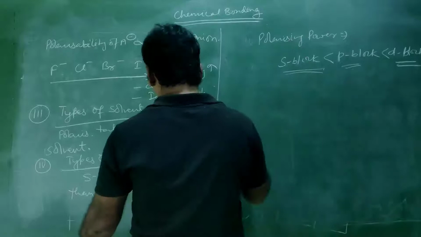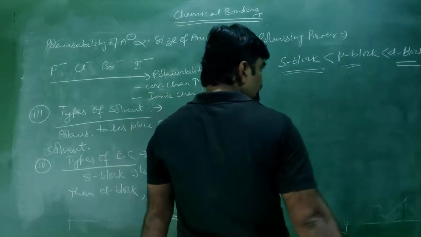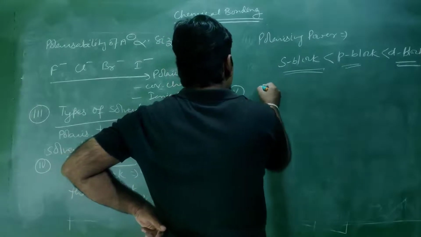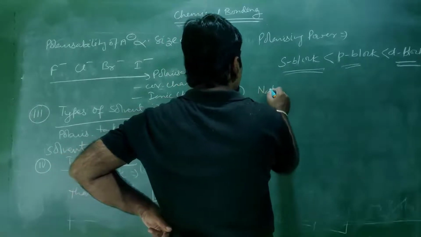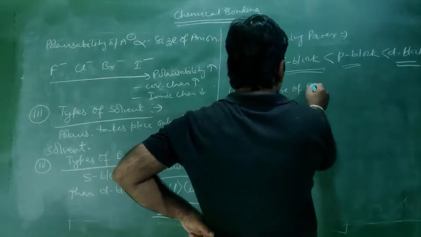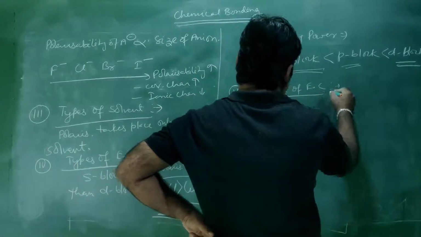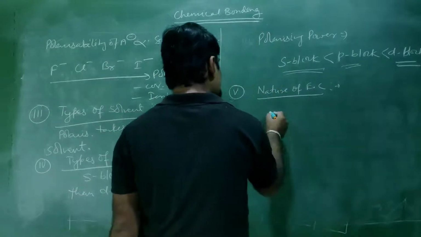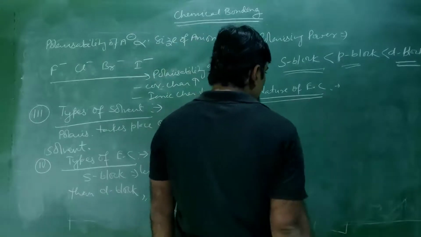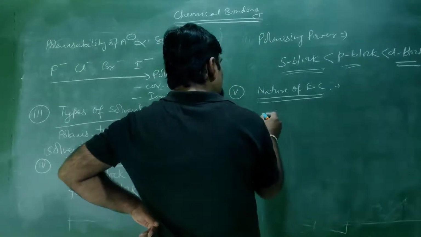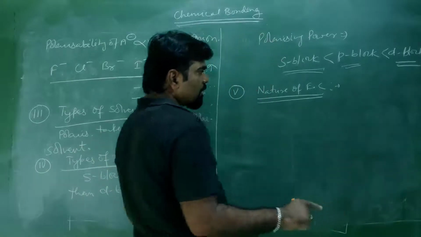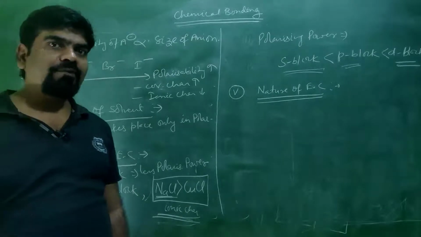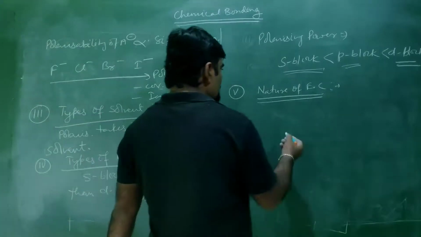Fifth is again the nature of electronic configurations. It was types of electronic configuration; this is the nature of electronic configurations. What does it mean? Suppose by losing electrons an ion becomes an inert gas configuration. Then that particular ion will not have a tendency to accept electrons. They will have less polarizing power. So what does it mean?